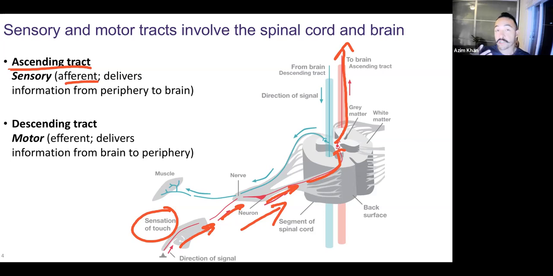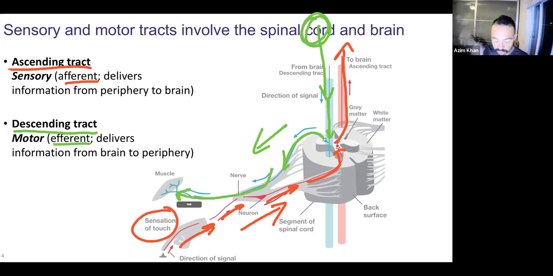If we want to control our body, if we want to move something, for instance, we need a descending tract. From our brain, we have a signal going down the spinal cord and then out the spinal cord on this efferent path to control a specific muscle. Ascending tract, axons that go up, they're sensory. Descending tract, these are motor efferent axons going down from the brain to control something.